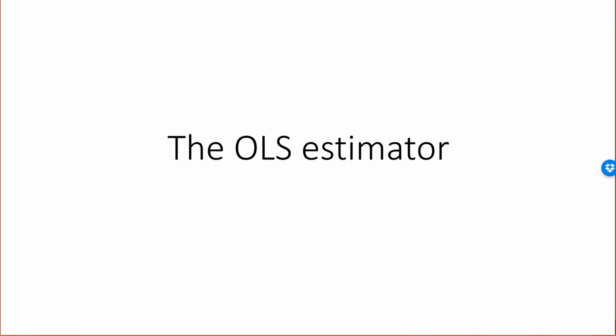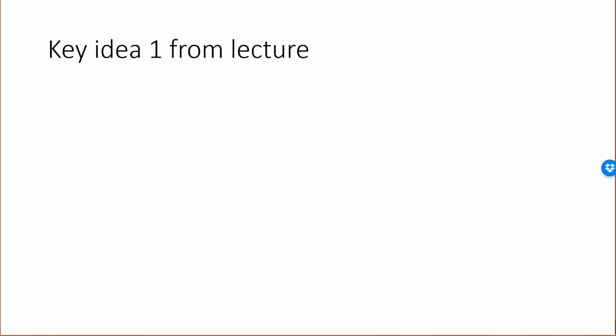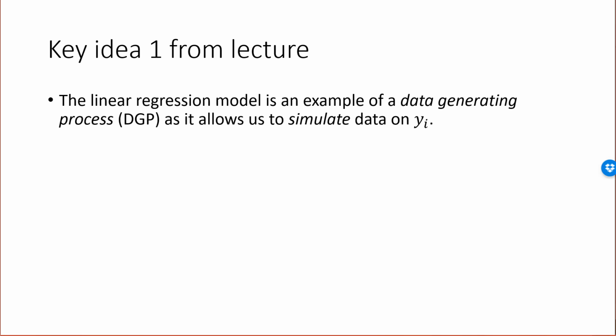So let's try to summarize what we have learned from this simulation study. The first key idea from this lecture is that you can view the linear regression model as something called a data generating process. What we mean by a data generating process is simply that it's a specification or a recipe, if you like, for how to simulate data from a random variable. In this case, it tells us precisely how to simulate data from the y random variable.